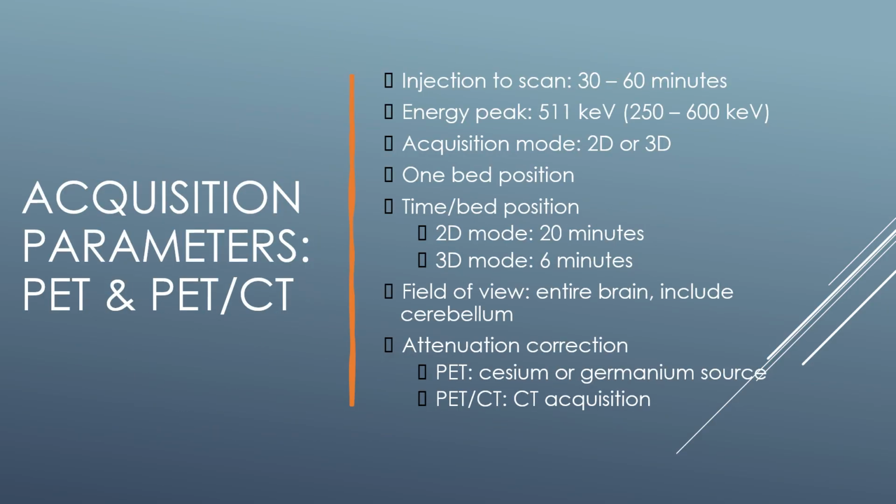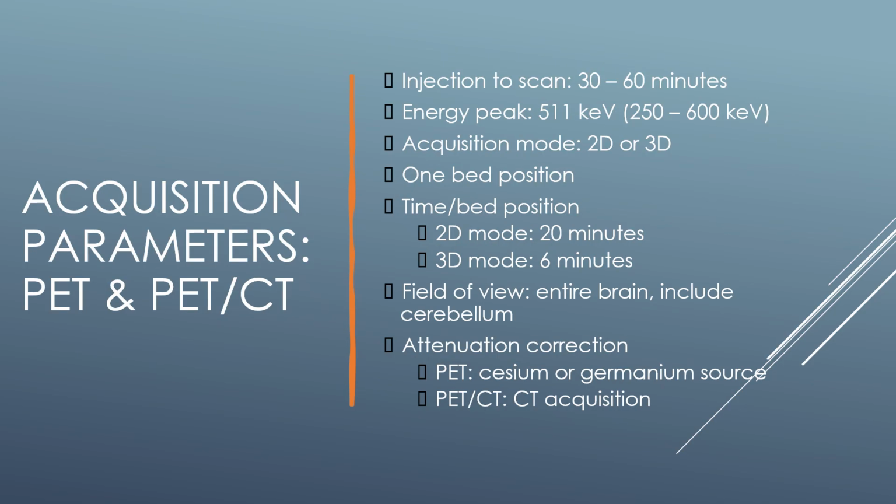So injection to scan time is also going to vary slightly by facility protocol, but it's going to be about 30 to 60 minutes. You need that to get taken up by the brain. It'll get taken up by the brain fairly quickly because your brain metabolizes glucose. And like I said earlier, it uses 20% of what's available to your body. So your brain's using a lot of it. It's going to get taken up there.